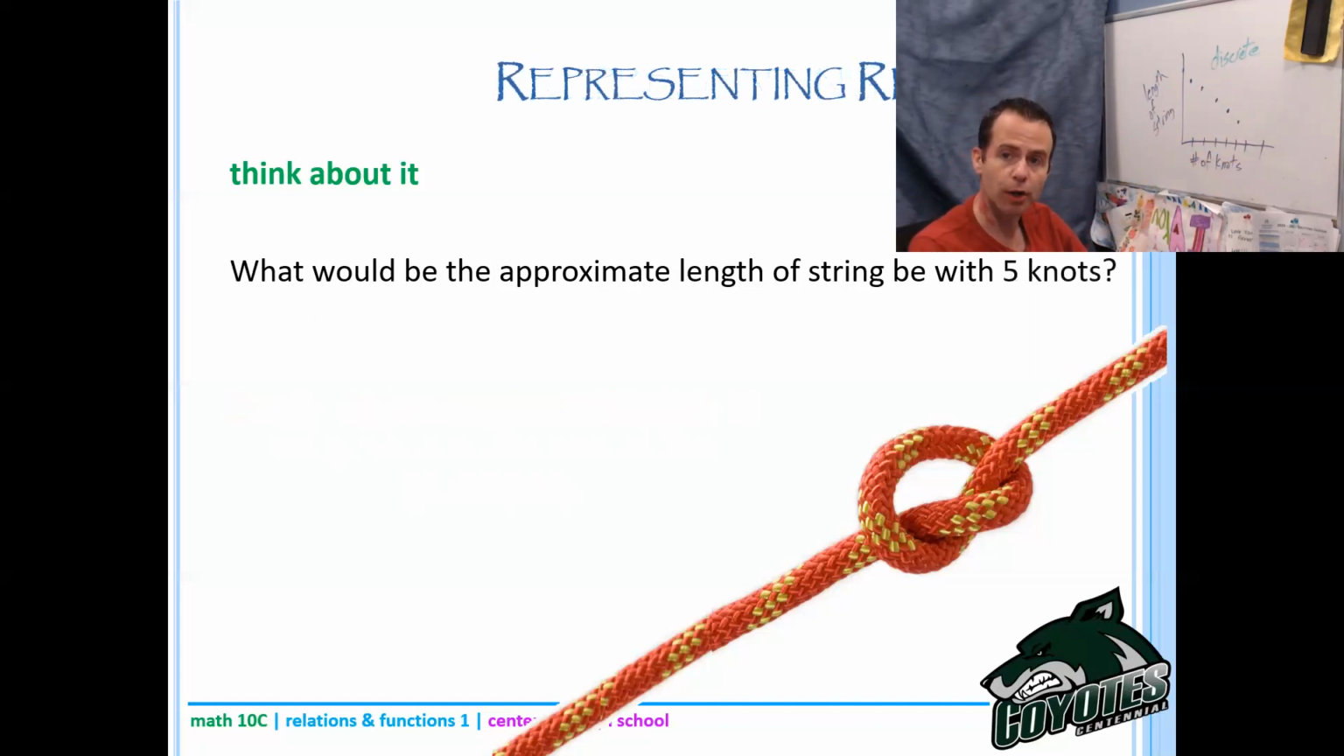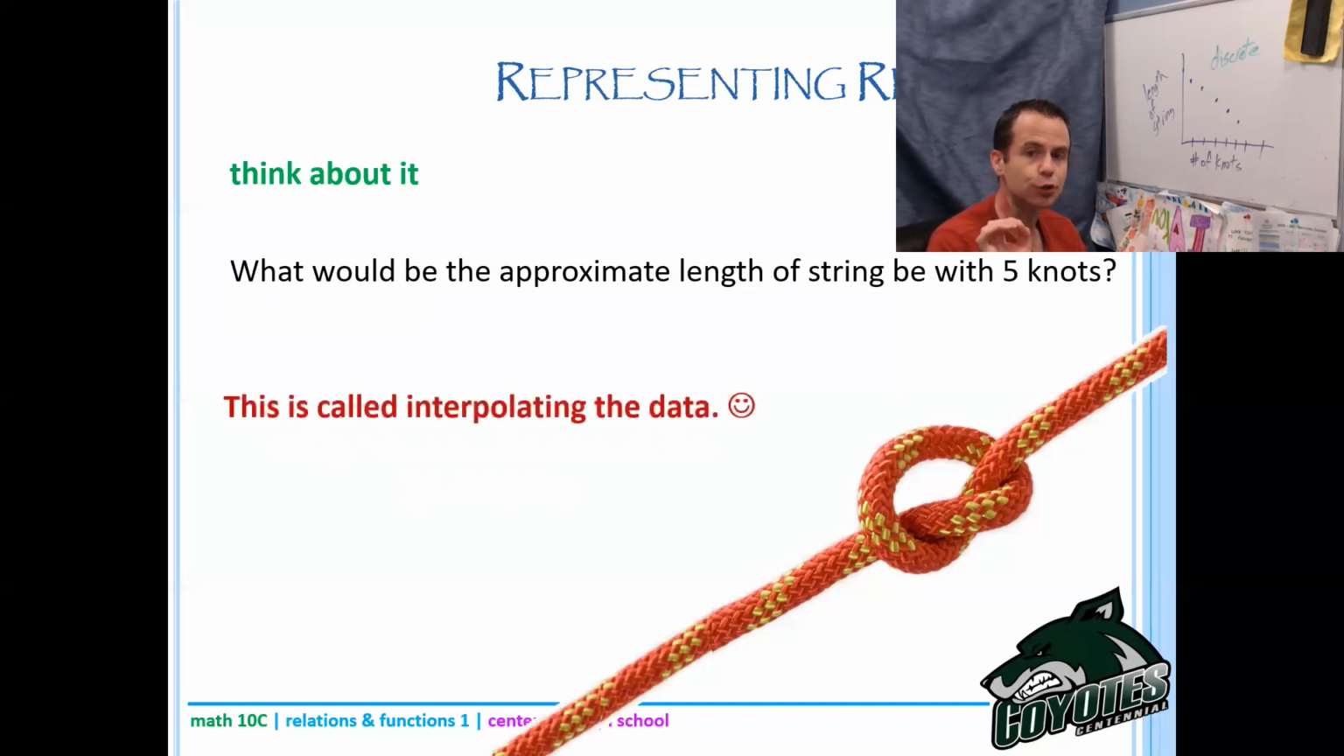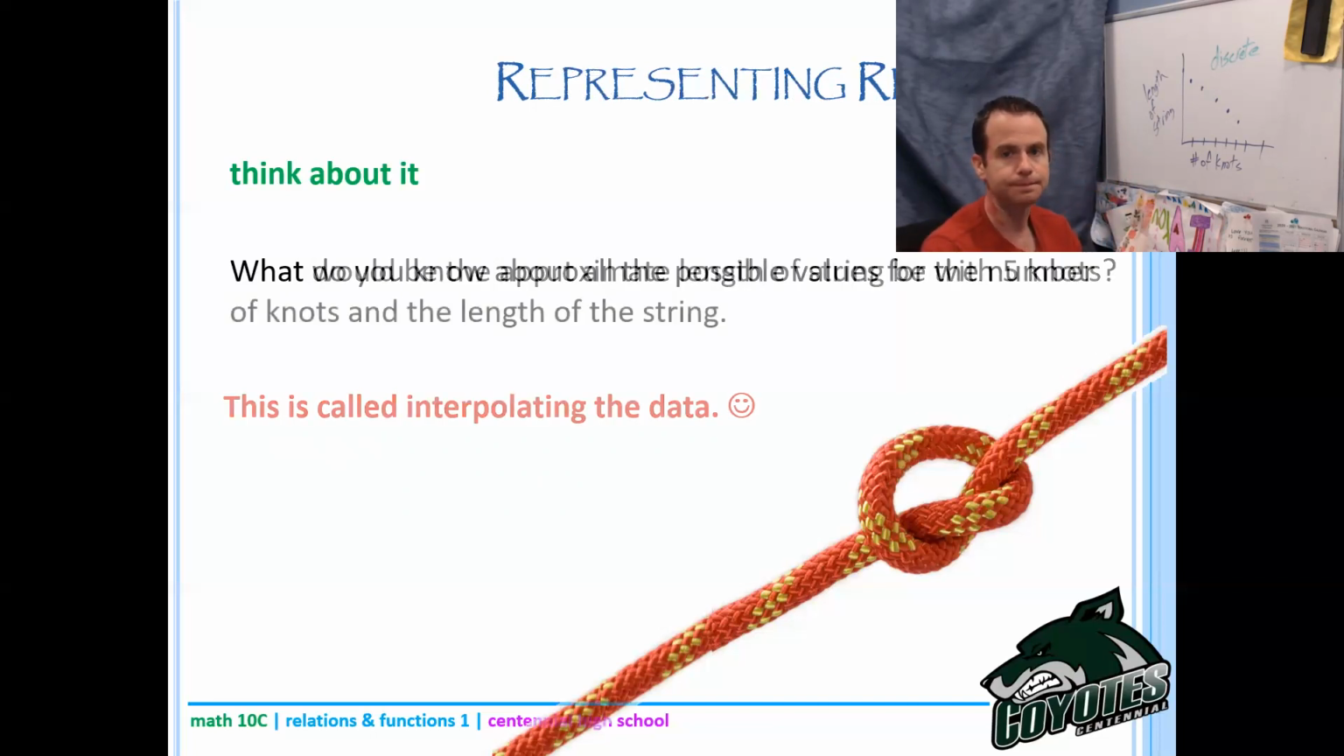What would be the approximate length of string for 5 knots? Most of you would have had that in your data, so you would have just read it right off your data. That's called interpolating. Interpolating is when your data point is within what you've done, and extrapolating is when your data is outside of what you've actually done, okay?